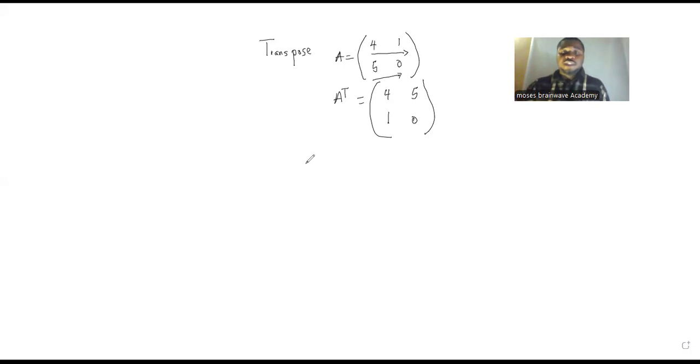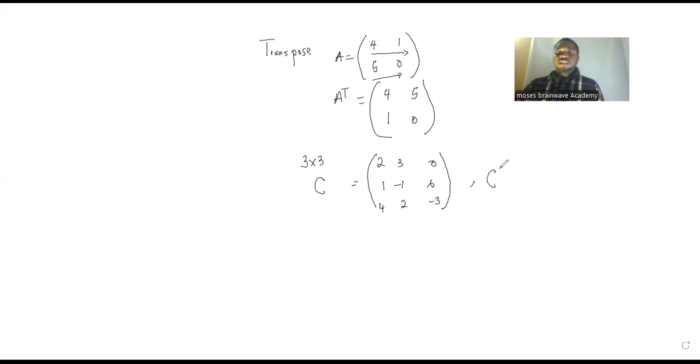So for a 3 by 3, let's say the dimension is 3 by 3. Let's look at one example. We have 2, 3, 0, 1, minus 1, 6, then 4, 2, minus 3. Good. So we have this matrix. Let's call this matrix C.